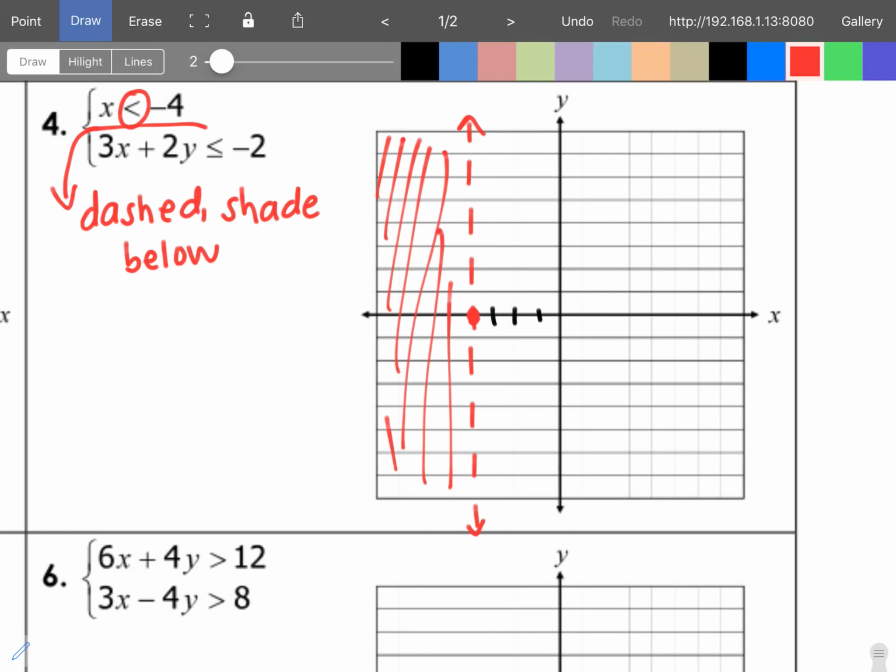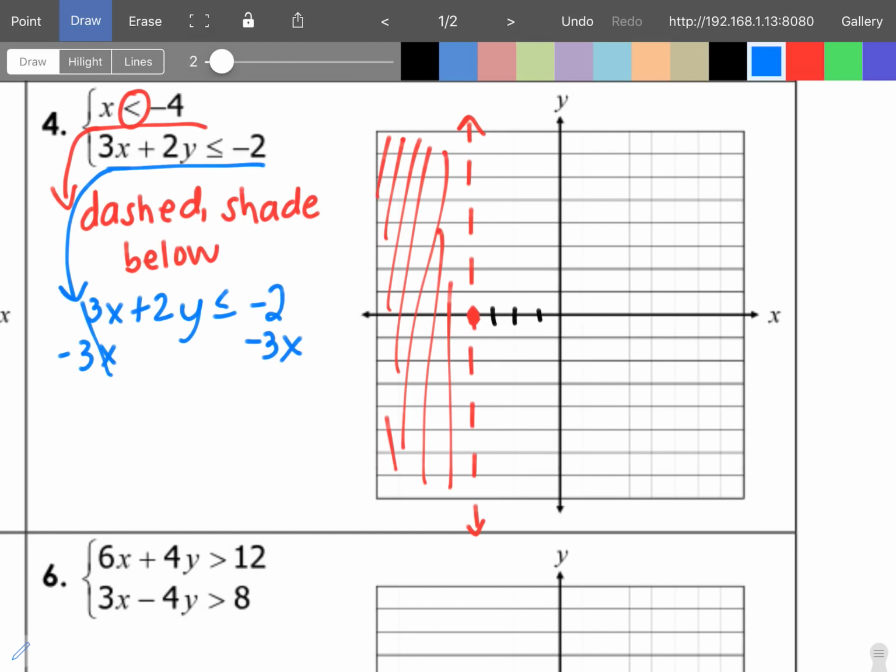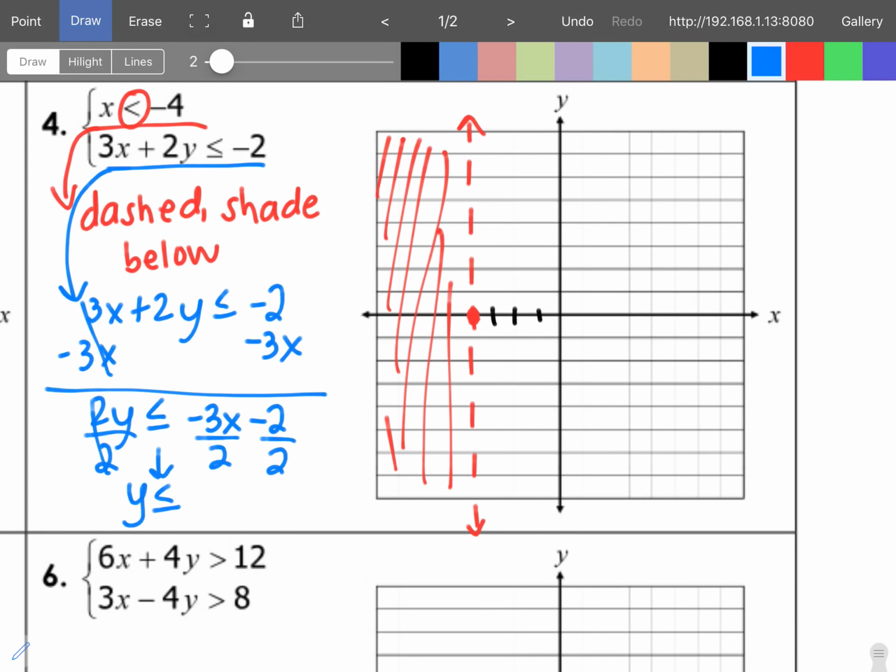Now the bottom equation, we have to get y alone. So 3x plus 2y is less than or equal to -2. We're going to subtract 3x from both sides first. And we're going to have 2y is less than or equal to -3x minus 2. We're dividing this time by a +2, so we do not flip the sign. So y is less than or equal to -3 over 2 x minus 1. So go down 1 on the y-axis, and then rise -3, run +2, or rise +3, run -2.